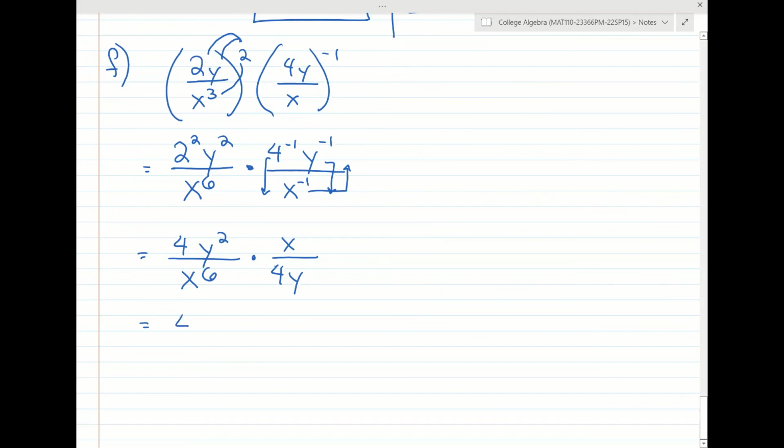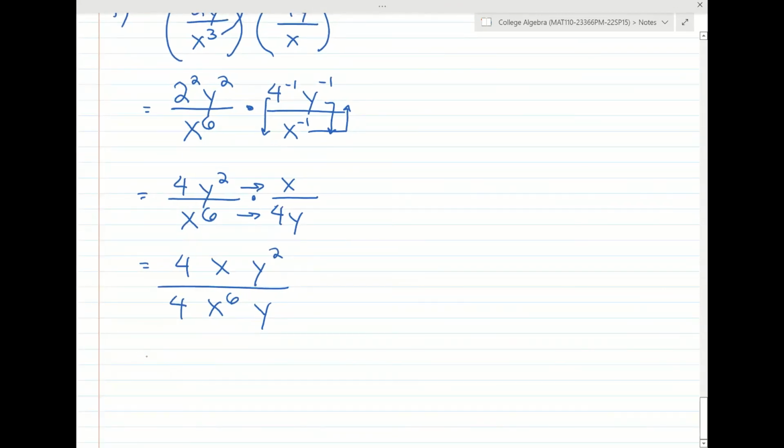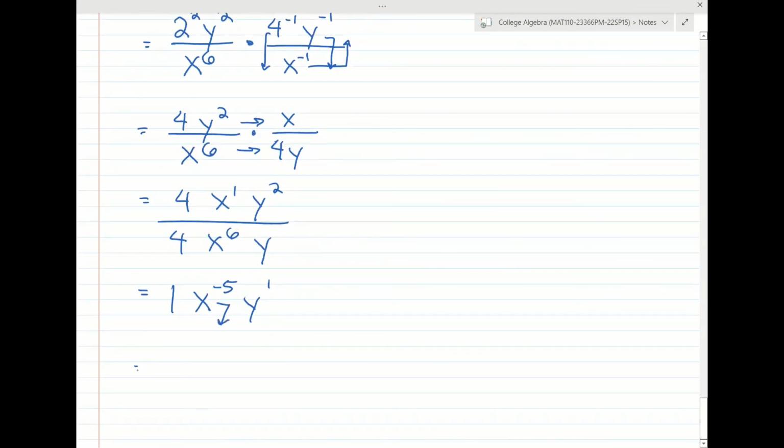And now if we just multiply straight across, that's how we multiply fractions. We get 4xy squared divided by 4x to the sixth y. So if you break it down into smaller pieces, 4 divided by 4 is just 1. What's x to the first divided by x to the sixth? Negative fifth, very good. And then this would be y to the first. So we have to bring the x to the bottom, giving us just the answer y to the first over x to the fifth.